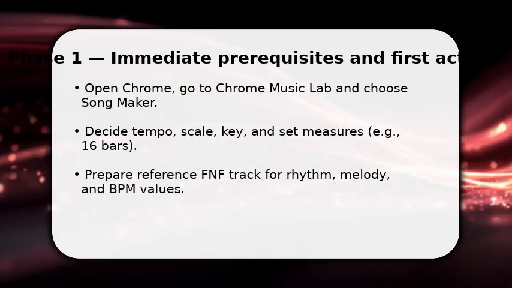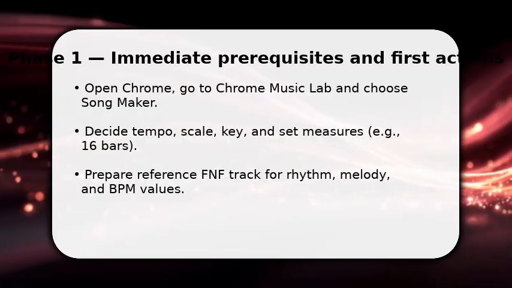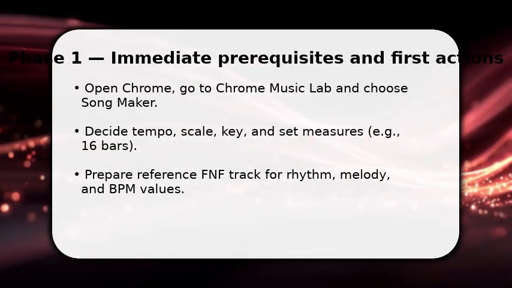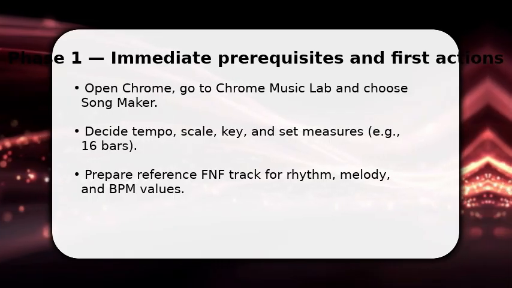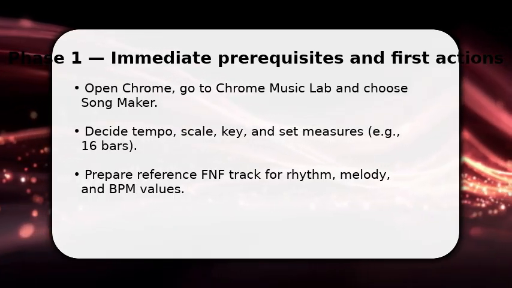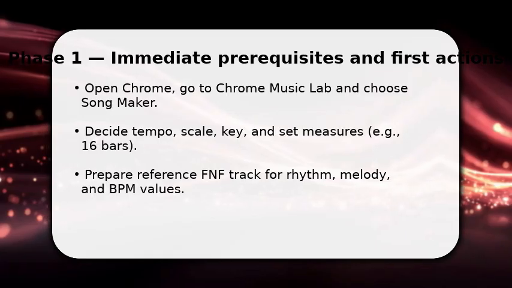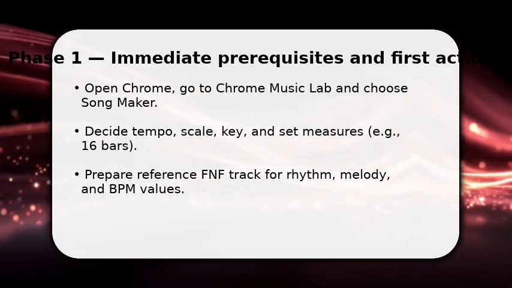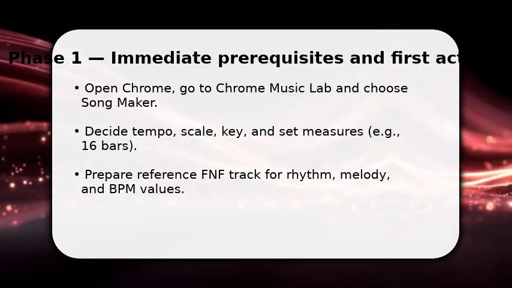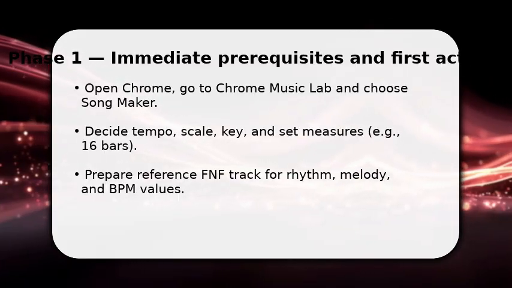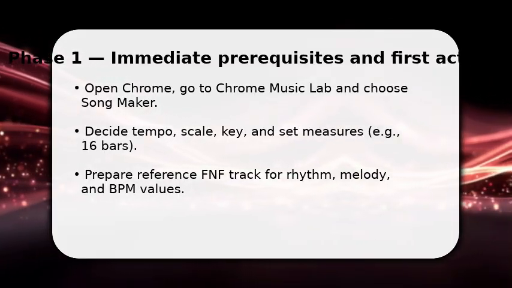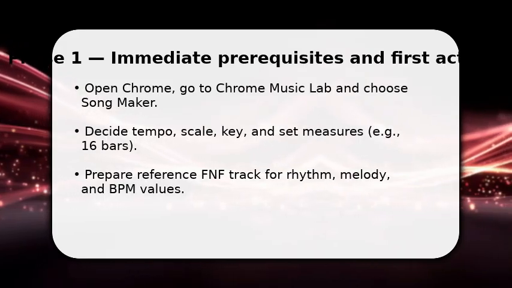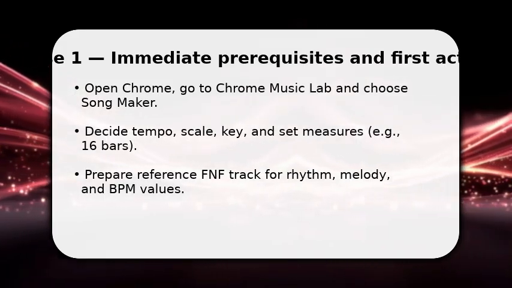You begin by launching Chrome and opening Songmaker in Chrome Music Lab. Choose a clean project. Set tempo and time signature now because your rhythm needs a stable grid. Pick a scale and key that match the vocal track. This prevents clashing notes. Once done, map out 16 bars for a verse and chorus, then load or keep your reference FNF song handy so you can copy groove and BPM precisely.